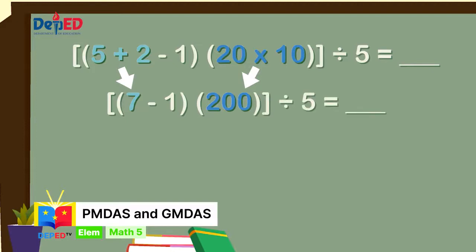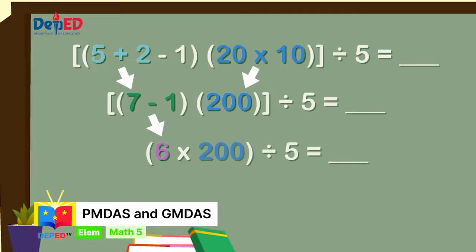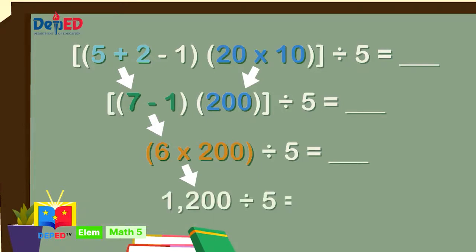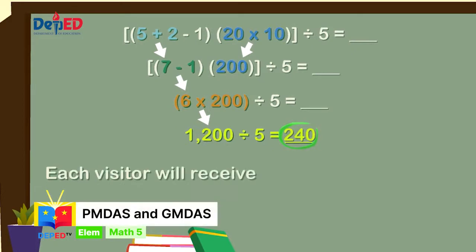This time, we find the difference of 7 minus 1, which is 6. Now, we have (6 × 200) divided by 5. Let's solve for the product of the numbers in the parentheses. 6 times 200 is equal to 1,200. That means our last expression is 1,200 divided by 5. 1,200 divided by 5 is equal to 240. Therefore, each visitor will receive 240 grams of PIM.